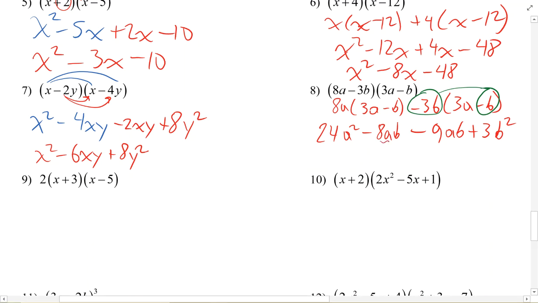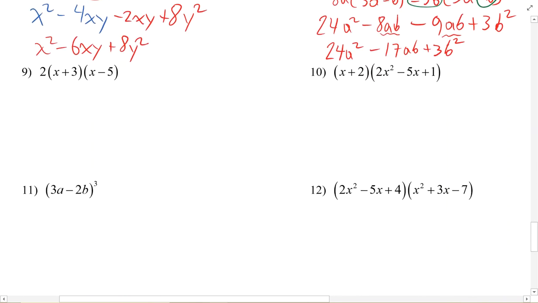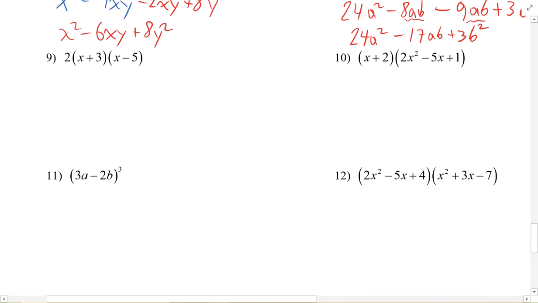They're both ab terms. Again, write them alphabetically, which makes it easier to notice that they're the same terms. And you get negative 17ab plus 3b squared. Okay. Next two. So this one, the multiplications are going to get a little bit more involved.